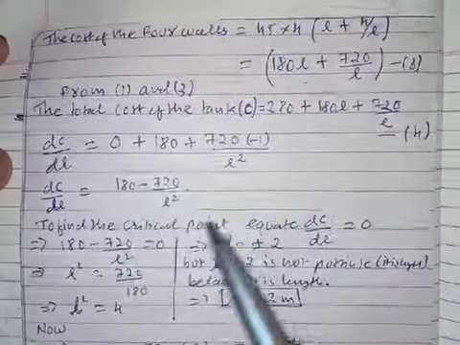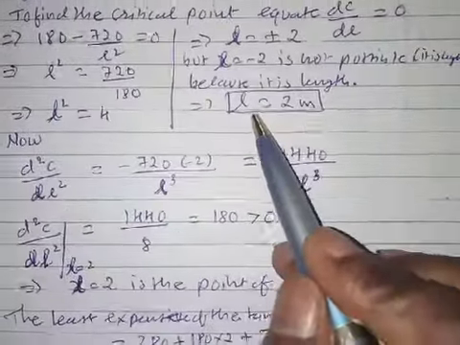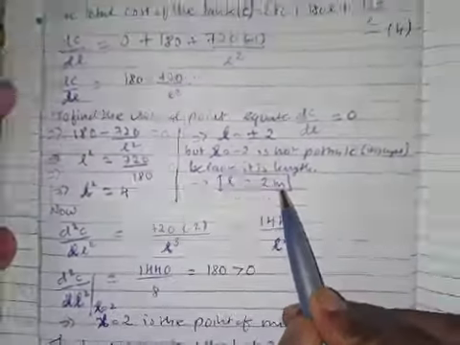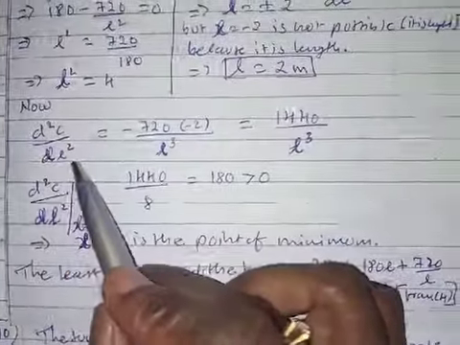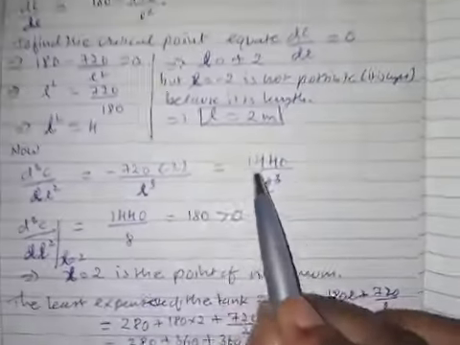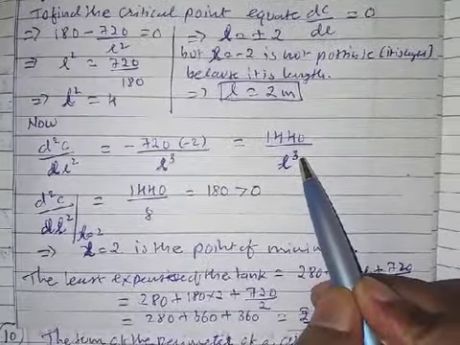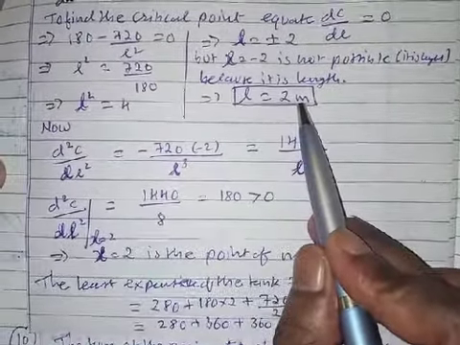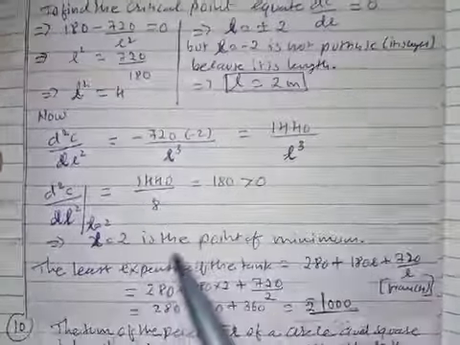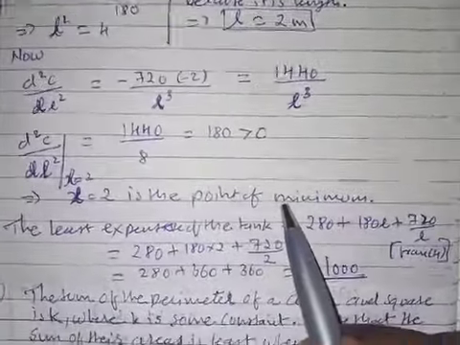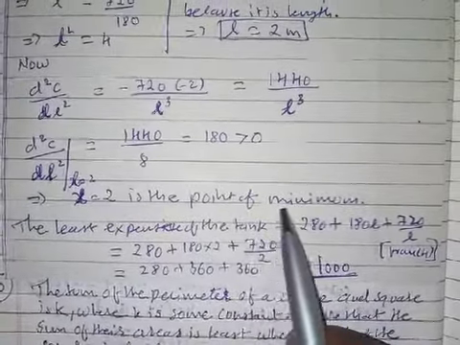So let's check. You have to take the derivative. If you take the derivative and find the critical point, dC by dL equal to 0, what do you get? L is equal to 2 meter. Now if you take the second derivative, d square C by dL square, you will get plus 1440 upon L cube. You have to check at L is equal to 2. When L is equal to 2, you will get 180, which is greater than 0. So L equal to 2 is the point of minima, because it is greater than 0.